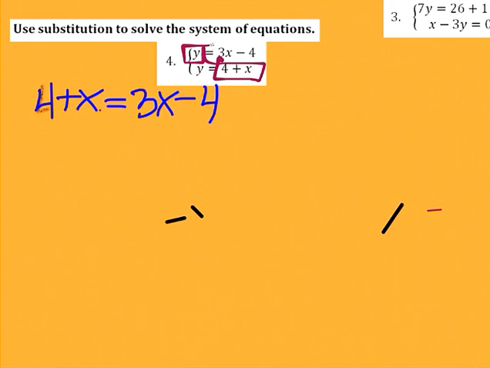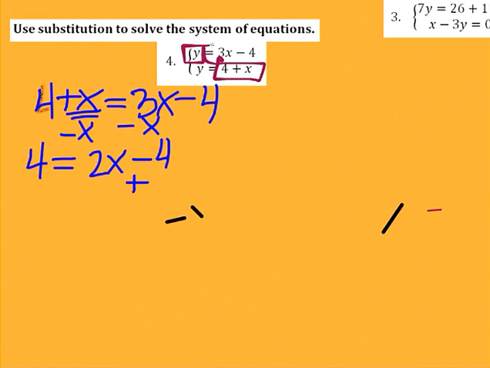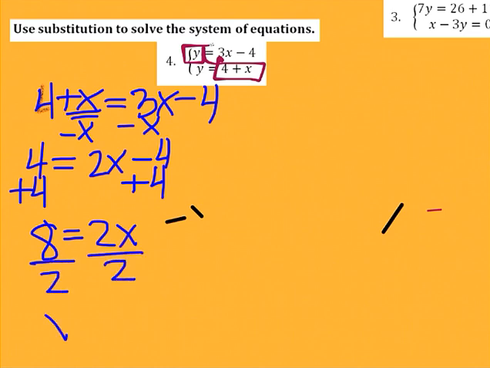So I'm going to take this positive x and subtract it over to the other side. You could bring the 3x over if you wanted to, but you don't have to. Then here I get 2x minus 4. Now we're going to add 4 to both sides, because I'm trying to get that x by itself. Here I get 8, and that's equal to 2x. I'm going to divide both sides by 2, and then I get that x is equal to 4.